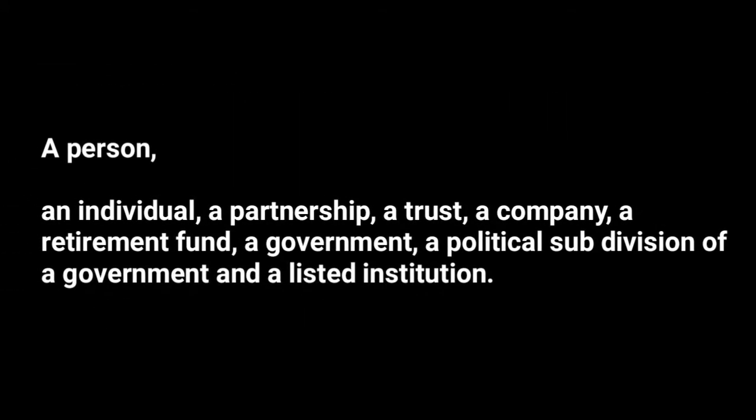Then we look at a person. The definition of a person according to income tax differs from the common man's understanding. Normally, a person is just a human being, but according to income tax, a person refers to an individual. It can be a partnership, a trust, a company, a retirement fund, a government, a political subdivision of a government, and a listed institution. All those can be called a person according to income tax.